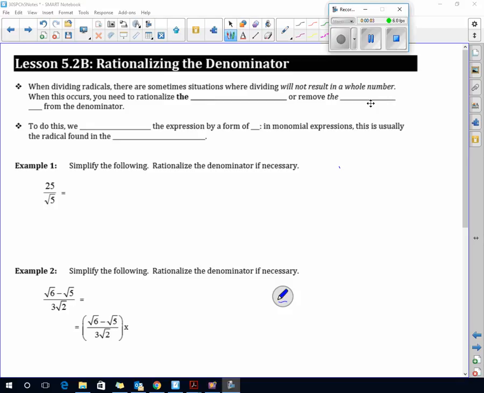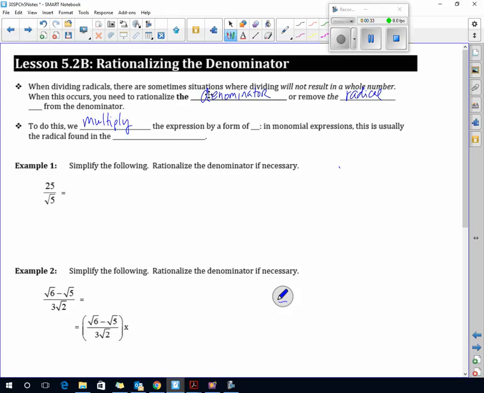Denominator. Or remove the radical from the denominator. To do this, we multiply the expression by a form of 1. Because if I multiply by 1, that means I'm not changing the expression.